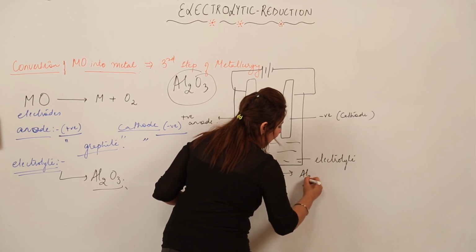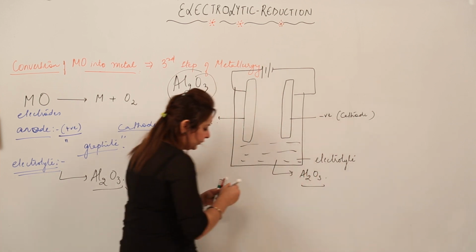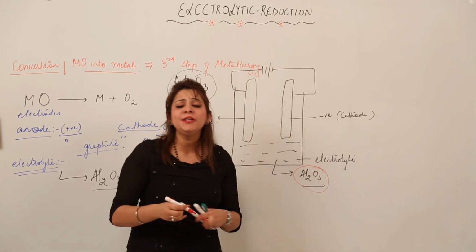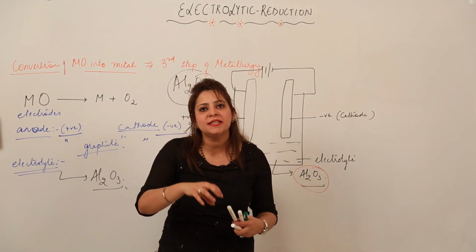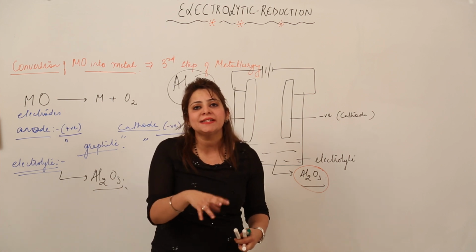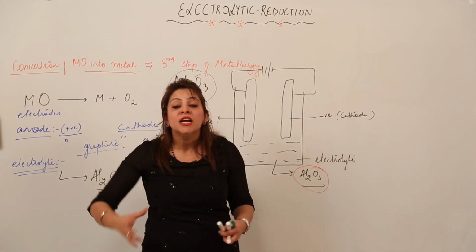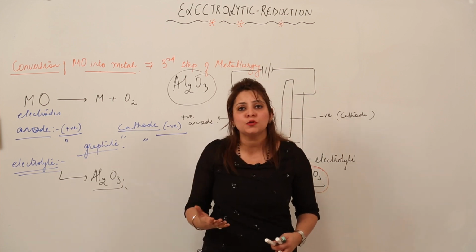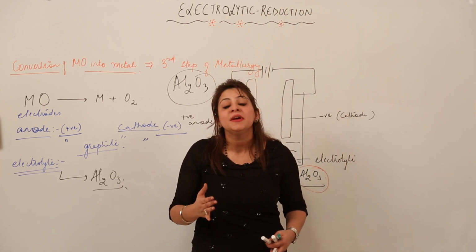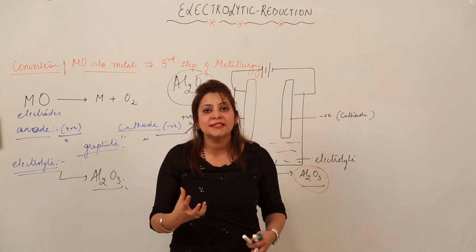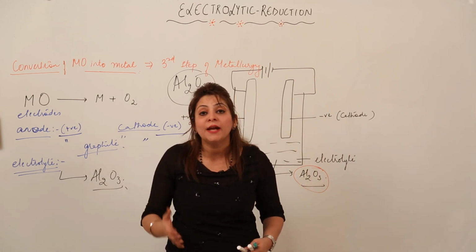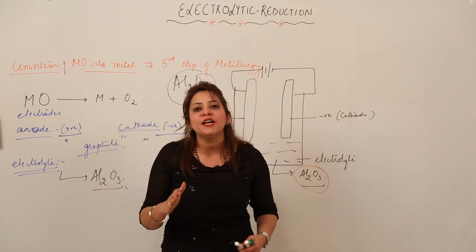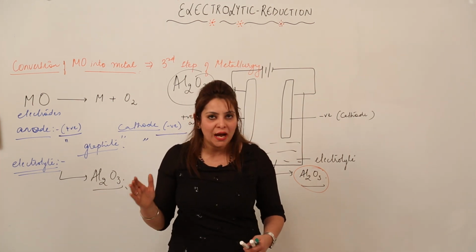Since we want to reduce aluminium oxide, I am taking the electrolyte as Al2O3. But whenever you get a question asking why a certain substance is added to an electrolyte, the answer remains the same: it should function as an electrolyte in a proper manner. And what is that proper manner? On passing current, it should fully dissociate into ions.